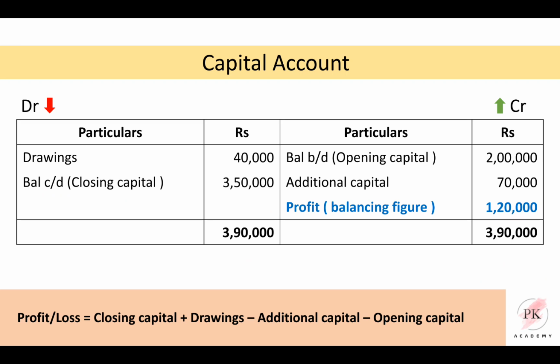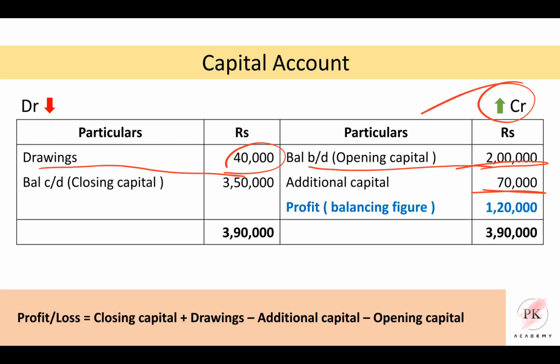Let's see with a number example. So opening capital is 2 lakhs and additional capital is 70,000. Okay, both are an increase in the capital account, so we'll credit that. Drawings made 40,000, it's a decrease in the capital account, we'll debit that, and closing capital given, we'll also debit that.